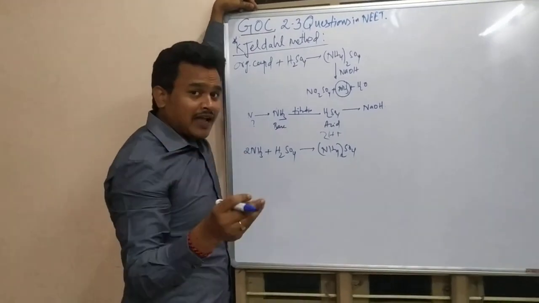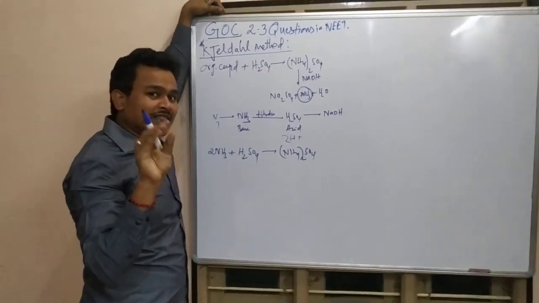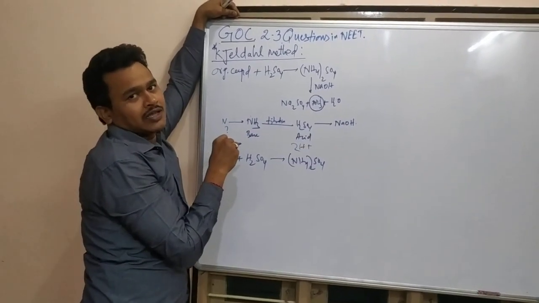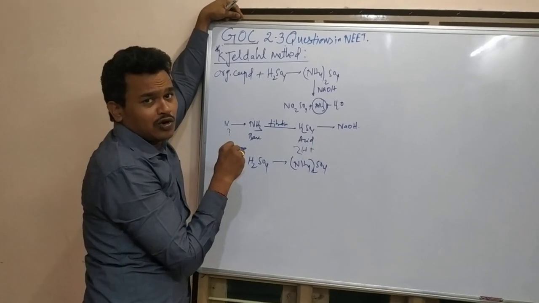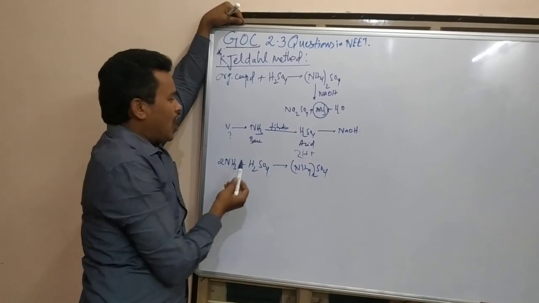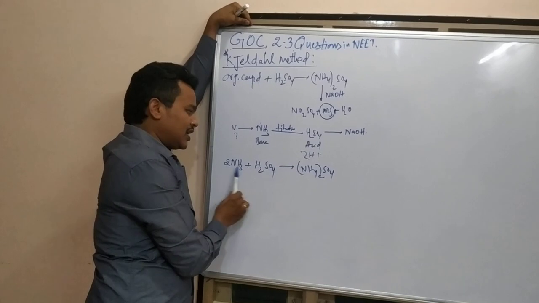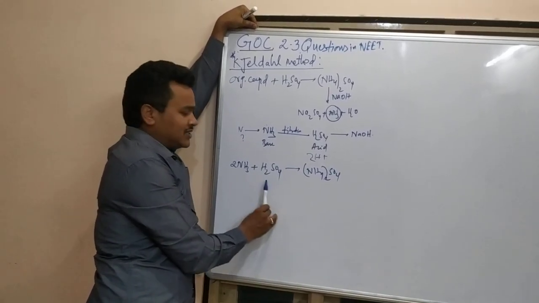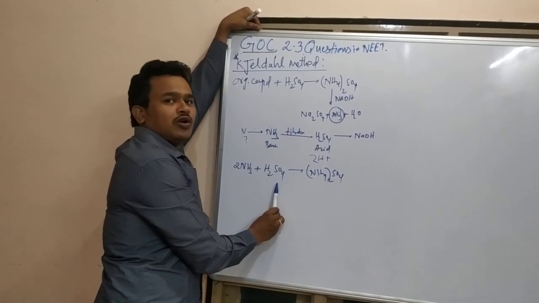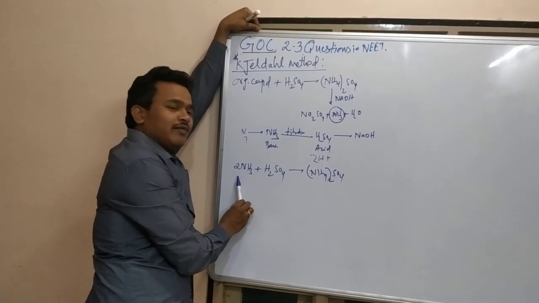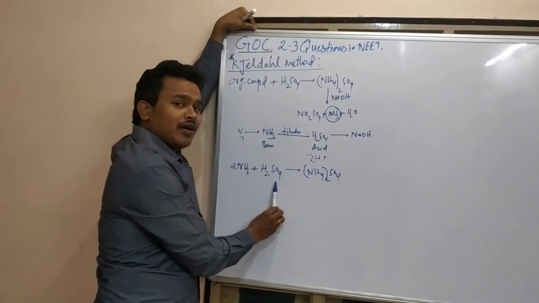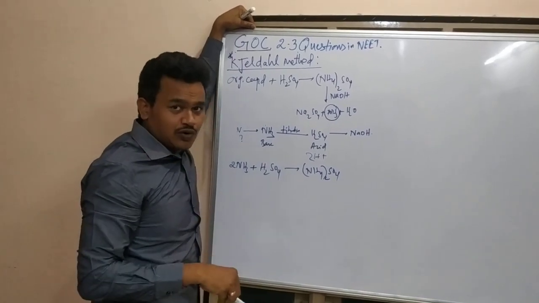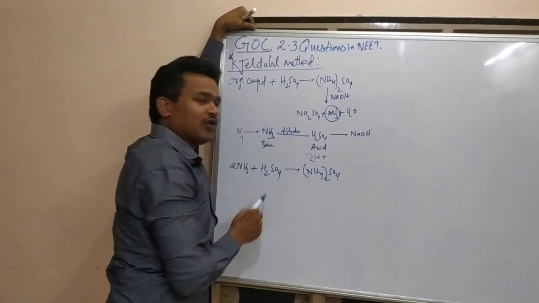If I am taking an excess amount, only some amount of the H2SO4 is going to react with the ammonia. How much? Based on the ammonia. 2 moles of ammonia means 1 mole of H2SO4 reacts. 100 moles of ammonia means 50 moles of H2SO4 reacts. 50 moles of ammonia means 25 moles of H2SO4 reacts, even though I am taking 1000 moles of H2SO4, even though I am giving excess H2SO4.